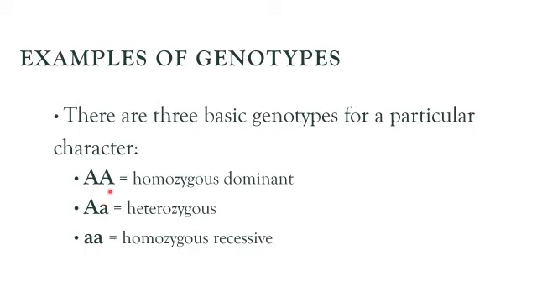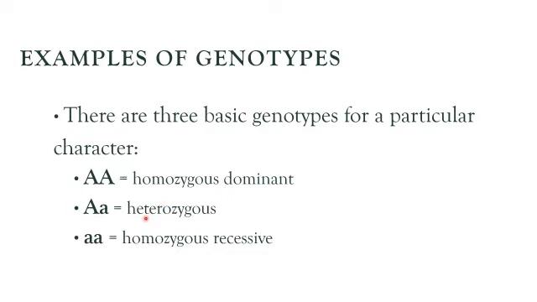For example, this is a pair of alleles which makes up one genotype. So this is an example of what we call homozygous dominant genotype. Why is it homozygous? Because they are both dominant. Both of the letters are in big letters, meaning to say those alleles are both dominant. Therefore, they are homozygous dominant.